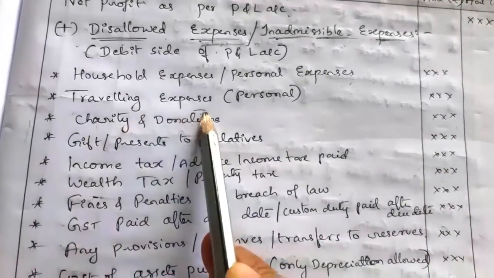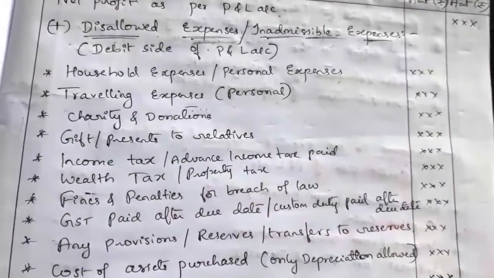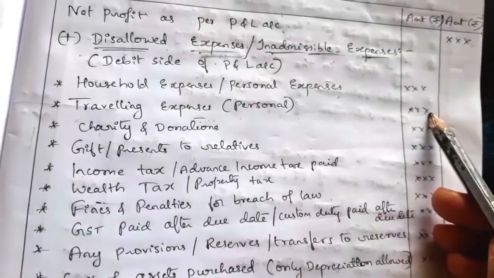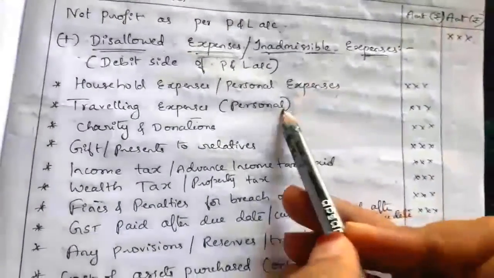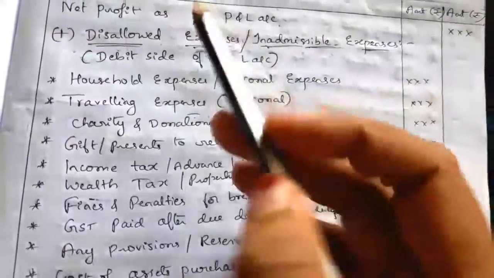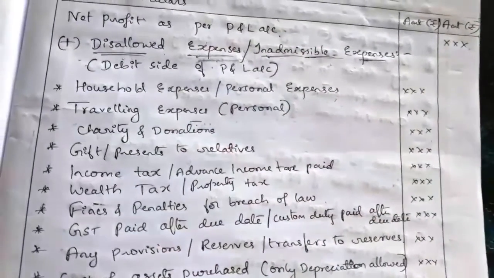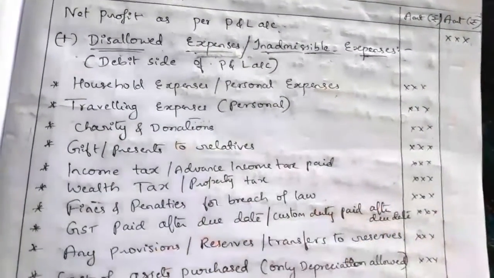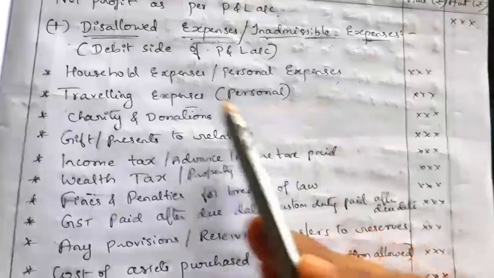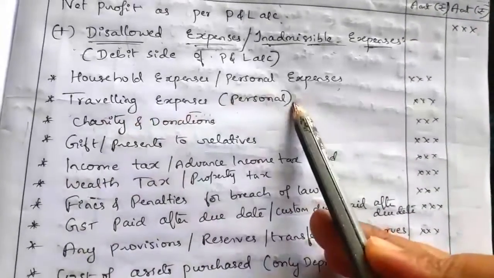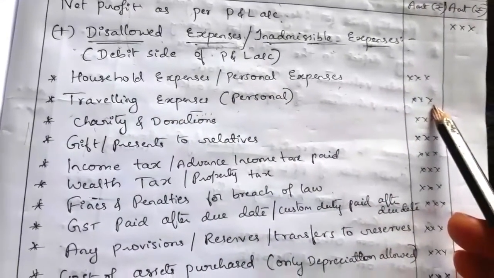Then any traveling expenses used for personal use are disallowed, as they are not relating to business. If it is office use, then it is an allowed expense. We can record it on the debit side of the profit and loss account. If traveling expenses are used for personal use, then they are disallowed. We have to take that here.